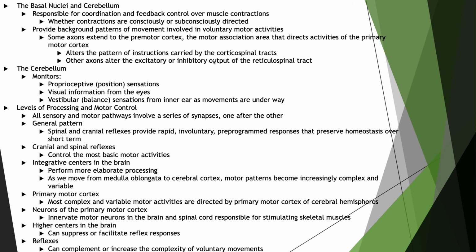And lastly, I want to talk about a little bit of the levels of processing and motor control here. All sensory and motor pathways involve a series of synapses, one after the other. Along the way, the information is distributed to processing centers operating at the subconscious level. Consider what happens when you stumble. You often recover your balance even as you become aware that a problem exists.